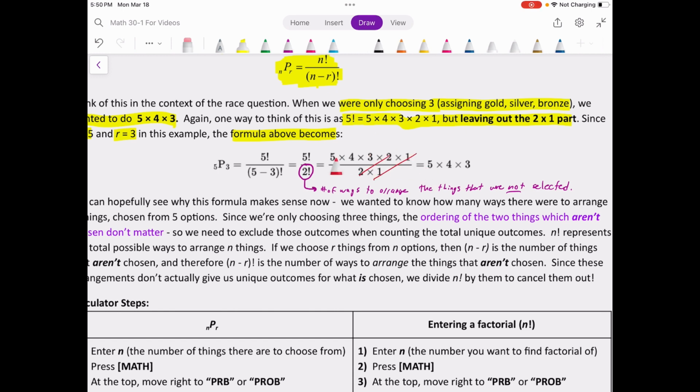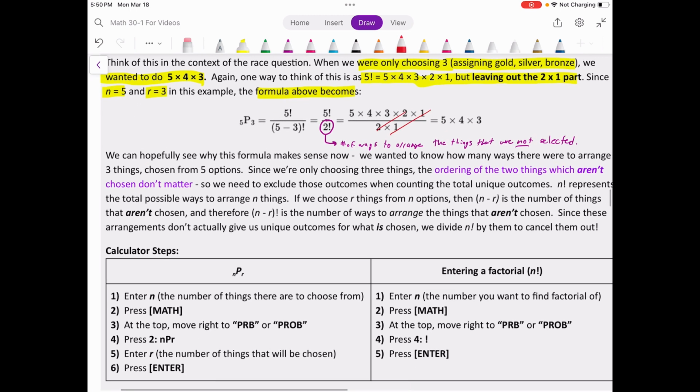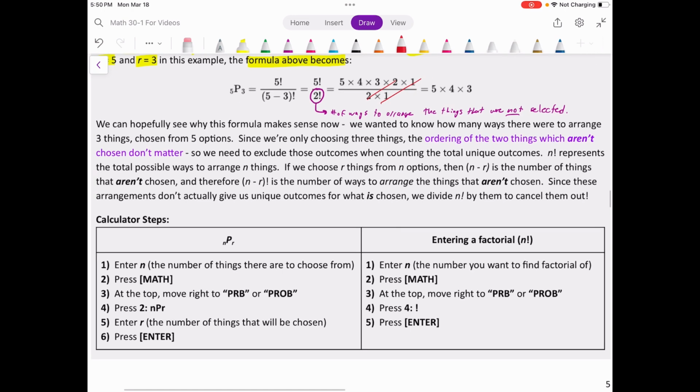5 people who could finish in first, 4 for each of those to be in second, 3 left for each of those to be in third. 5 times 4 times 3. We don't care about the 2 factorial part, and this formula divides it out for us. So hopefully we can see why this formula makes sense, right? We wanted to know how many ways there were to arrange 3 things, chosen from 5 options. Since we're only choosing 3 things, the ordering of the 2 things which aren't chosen doesn't matter.